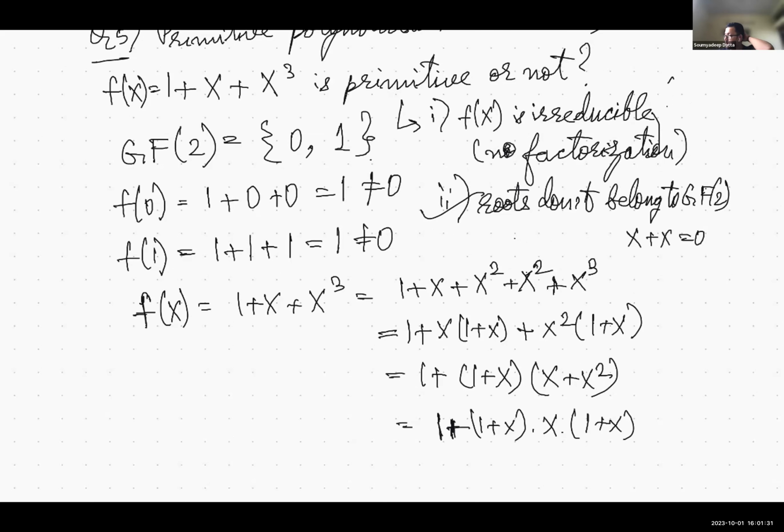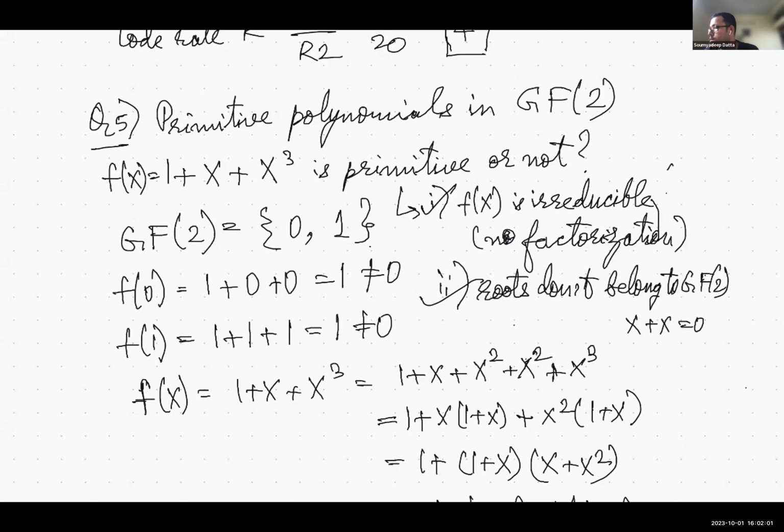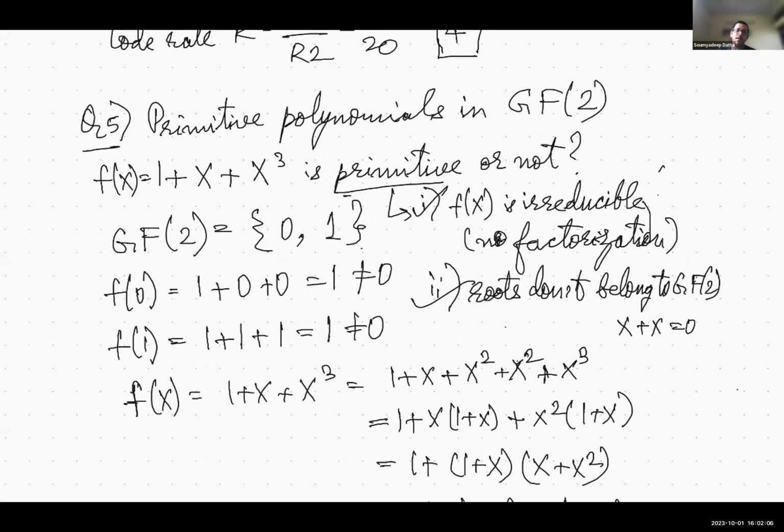So there is no factorization possible. You cannot have factors. That's why this function is not factorizable, not reducible, and roots don't belong to Galois field 2. So we'll call this, a mathematical notion, a primitive. So the answer to this is yes. This is a primitive function, 1 plus x cube. Similarly, for other examples in the assignment, you can try and see if you are able to break them into factors like this. So this is a primitive polynomial.